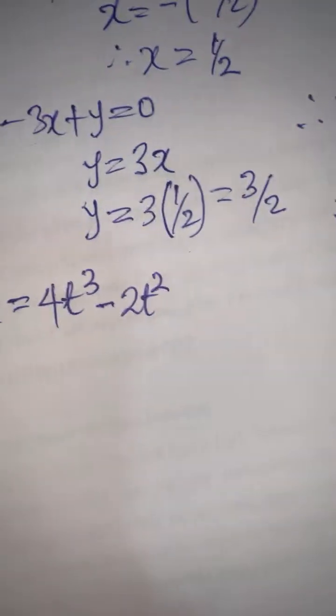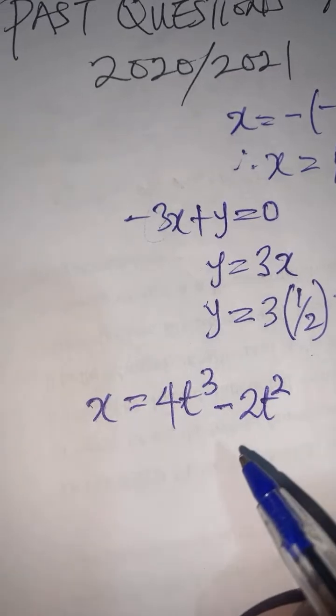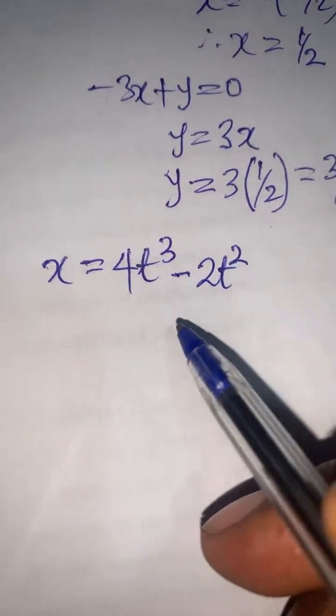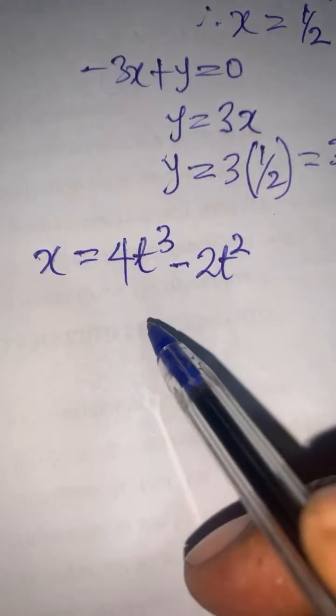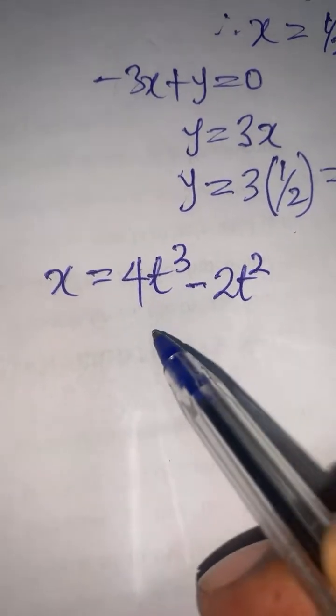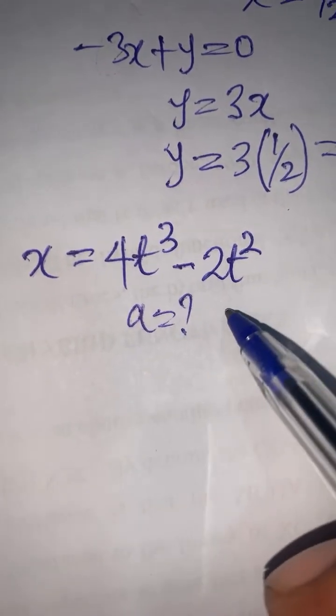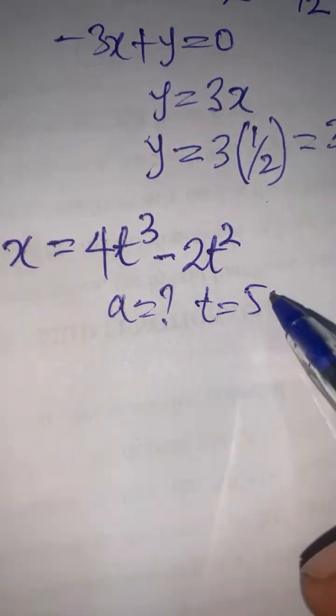So we have that x is equal to this, and then we're asked to find the acceleration after 5 seconds.